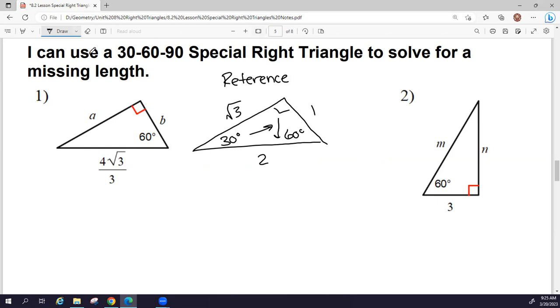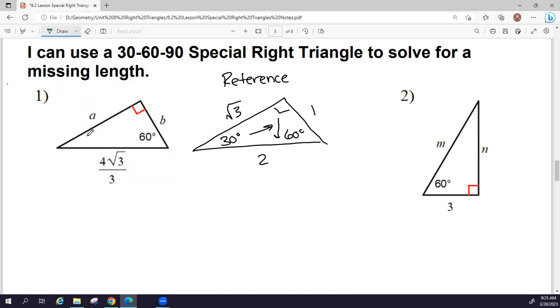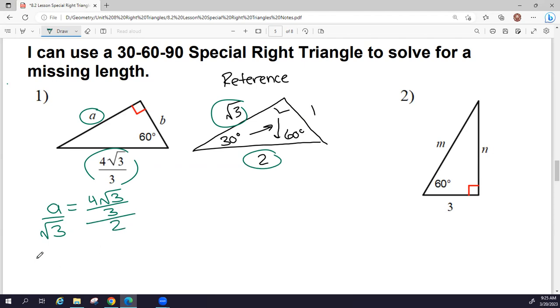And then we can go about finding missing legs the same way we did with a 45, 45, 90. We can match up what we need to know. So if I want to solve for a, I'm going to do a over root 3. And then I'm going to do this side that I know. This is going to get a little messy, but we can do it. Divided by 2. I can simplify this over here. I can sort of shove this 3 down and do 3 times 2. So this part becomes 6.